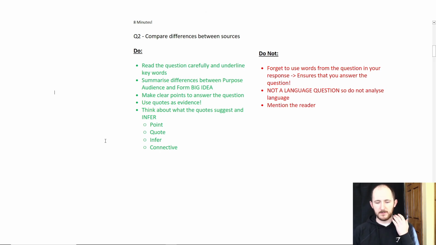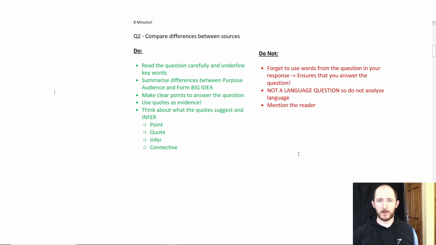So don't just take them at face value. Say, okay, so what does this imply? Does this mean the author thinks it's a good or a bad thing? Is the purpose to convince? Who knows? Do not forget to use words from the question in your response. This is a really good way of ensuring that you actually answer the question rather than answering your own question that you've made up.